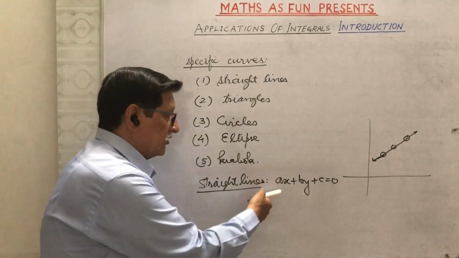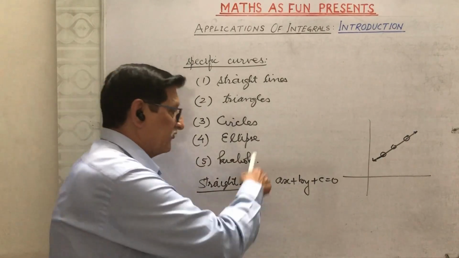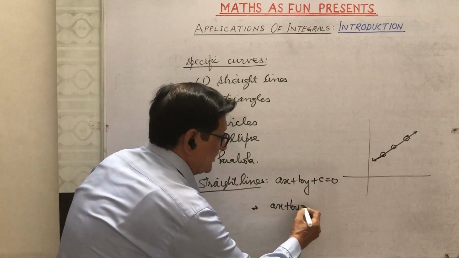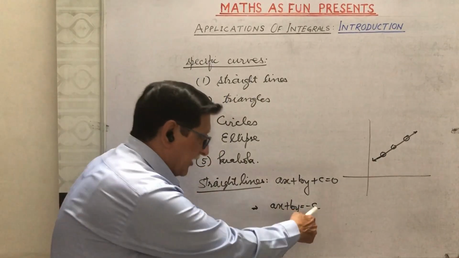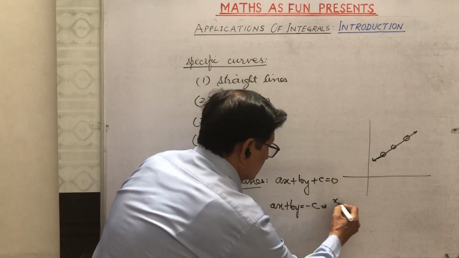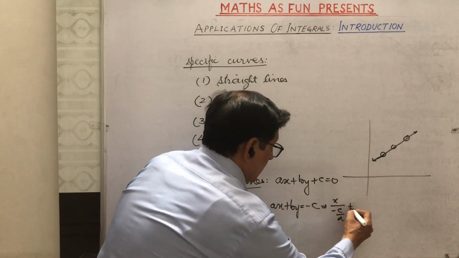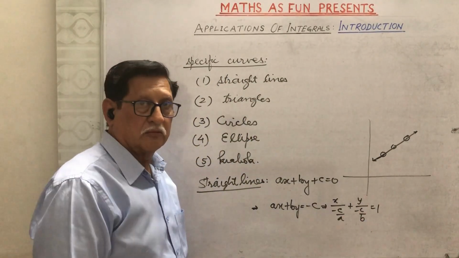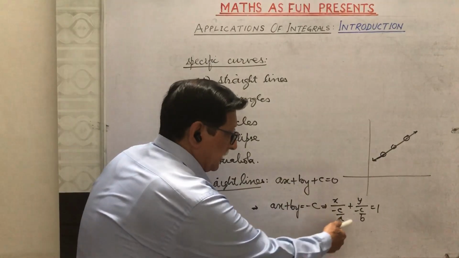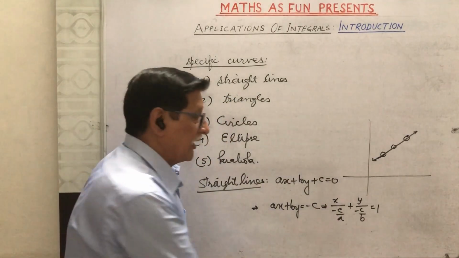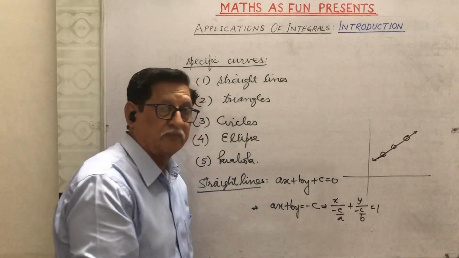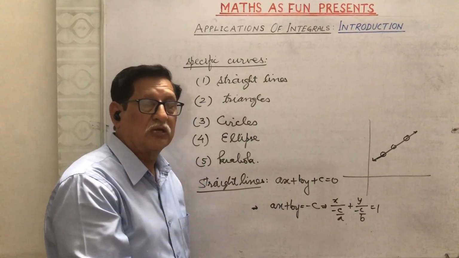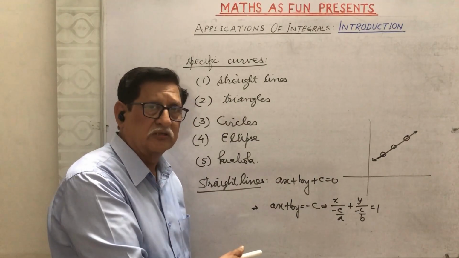Or we can convert it into the intercept form. To convert into the intercept form, we can write it as ax plus by equal to minus c. Dividing it by minus c, we get x upon minus c upon a plus y upon minus c upon b equal to 1. Then we see here that minus c upon a is the x-intercept and minus c upon b is the y-intercept. We can plot these points on the x-axis and y-axis and join them to draw the line. That we have already understood.